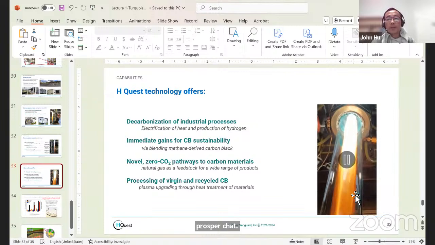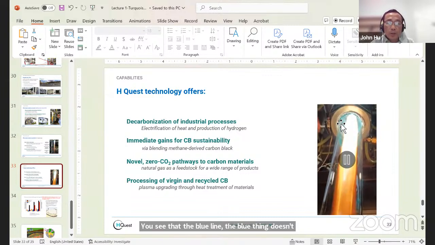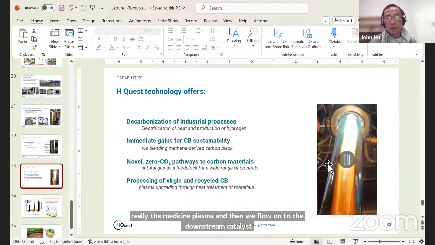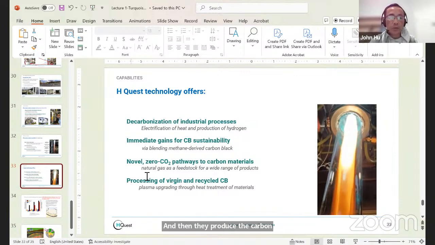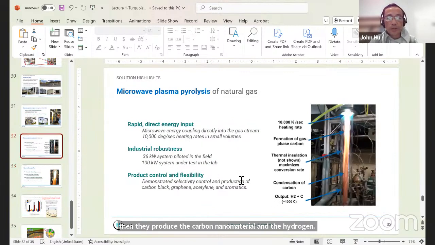Yeah, see this? You can see the methane, and you see the blue line, the blue thing, that's methane. Nitrogen, I can tell if you work in the microwave plasma field, is a pink or purple color, and this is light blue, and that's methane. So this is really the methane plasma, and then we flow onto the downstream catalyst, and they produce carbon nanomaterial and hydrogen. Okay, so back to here.